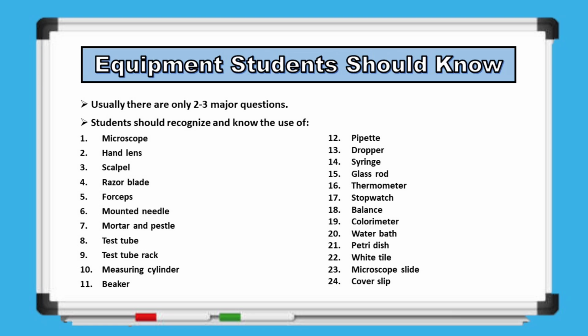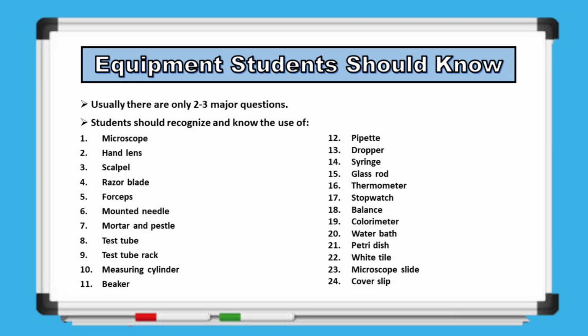Other equipment is used for preparing specimens. A mortar and pestle crushes solid materials such as plant tissues into a fine paste. A glass rod is used for stirring liquids and mixtures. A Petri dish is used to culture microorganisms or hold small specimens, and a white tile provides a clean background for observing color changes or cutting specimens.